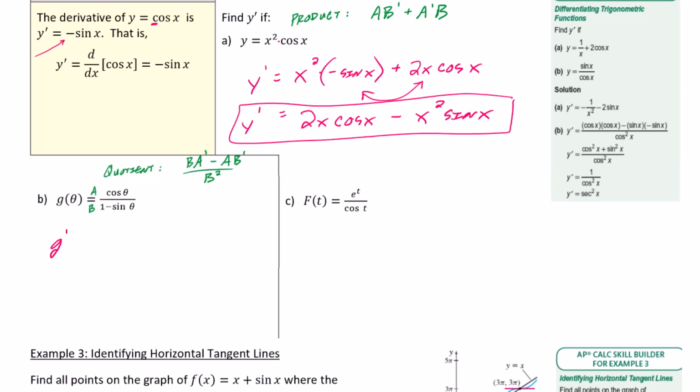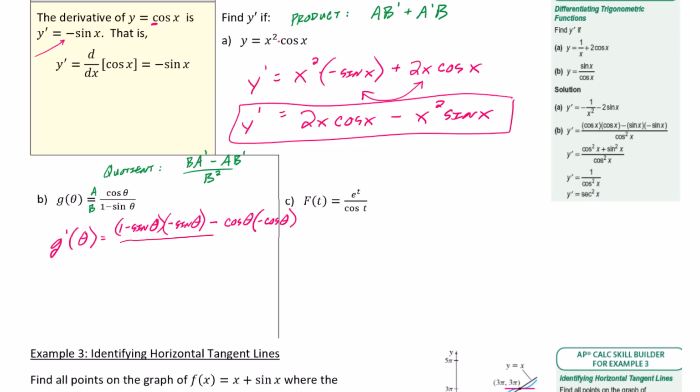So for this one, it will be g prime of theta being equivalent to my bottom function, 1 minus sine of theta, times the derivative of the top function, which is going to be negative sine of theta. Then it's going to be minus, now it's the top function cosine of theta, times the derivative of the bottom function. Well, I've got a negative sign, so that's actually going to be negative cosine.